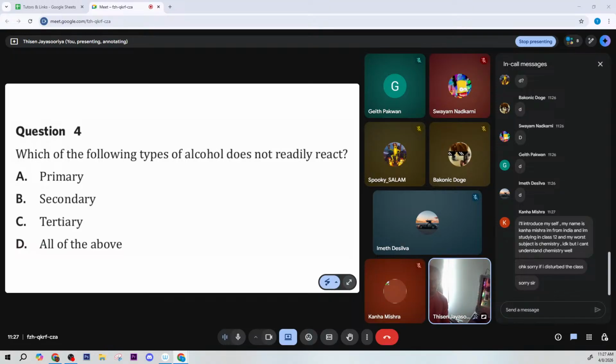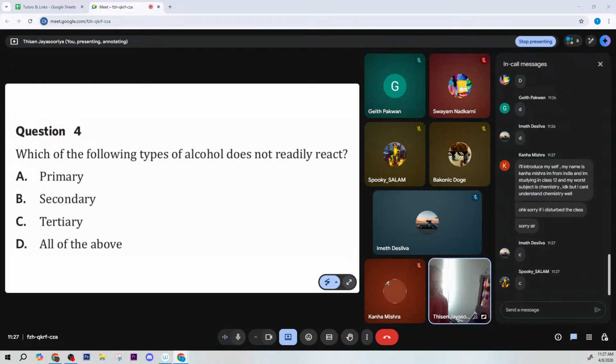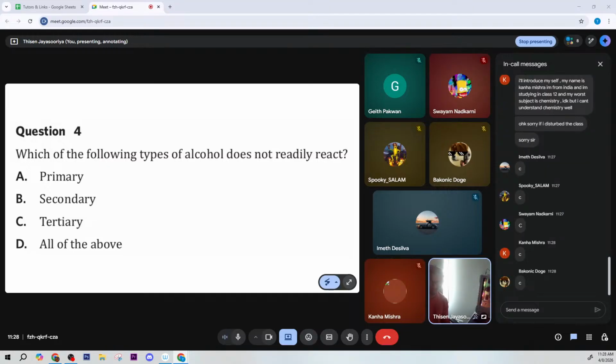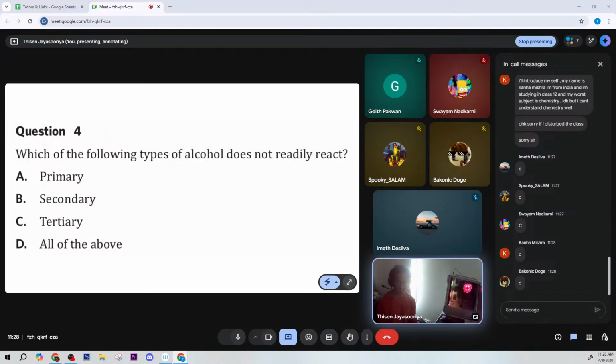So what do you guys think? A, B, C, or D? Which one of these does not readily react? We have a C, another C, another C. So the answer option here is C. Does that make sense? It's because the tertiary alcohol literally just doesn't react.